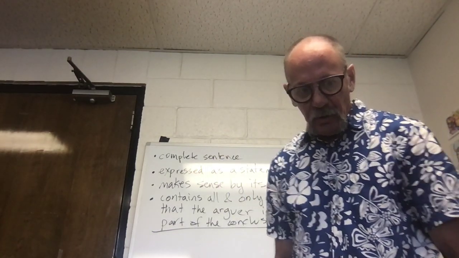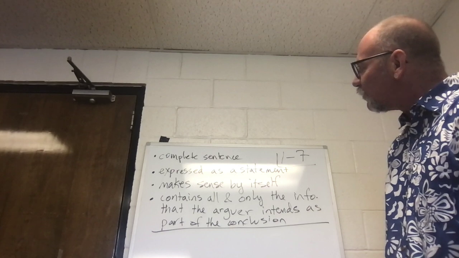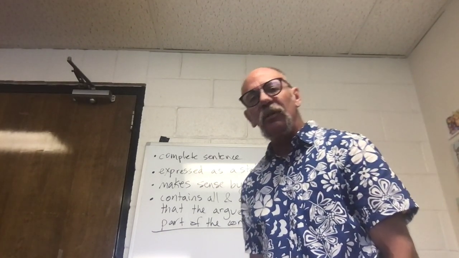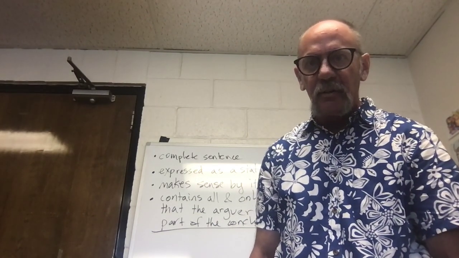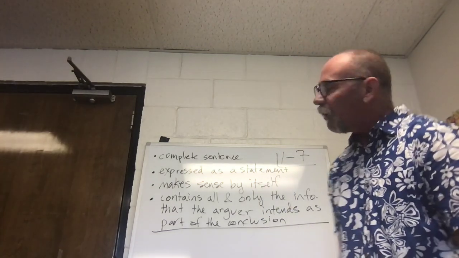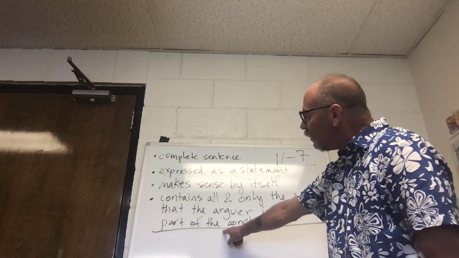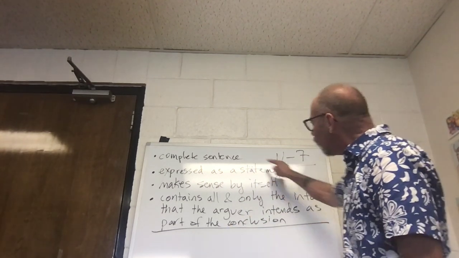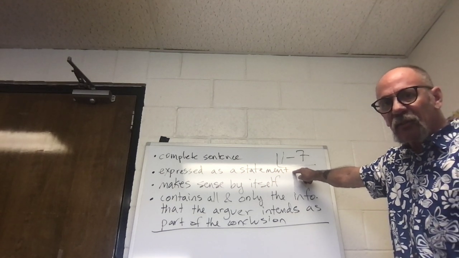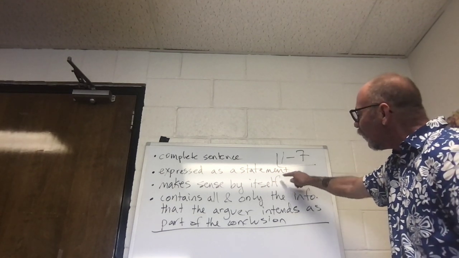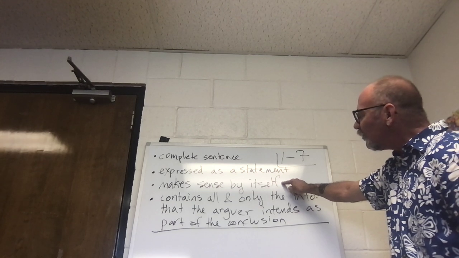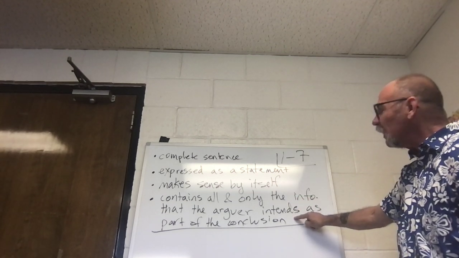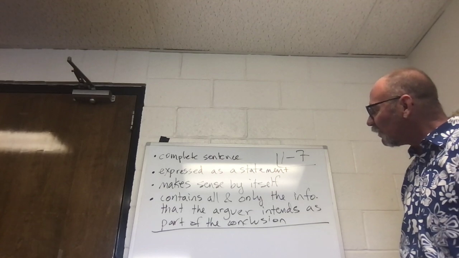Okay, in going through a few problems with you from this practice problem set, we're going to continue to be writing conclusions by themselves. We will also write any common premise introducers or common conclusion introducers that are used. And when we write a conclusion by itself, we need to be sure that we write it in a way that meets all four of these conditions. We write it as a complete sentence, which is expressed as a statement as opposed to, say, a rhetorical question, for example. We need to make sure that sentence makes sense by itself and that it contains all and only the information that the arguer intends as part of the conclusion.